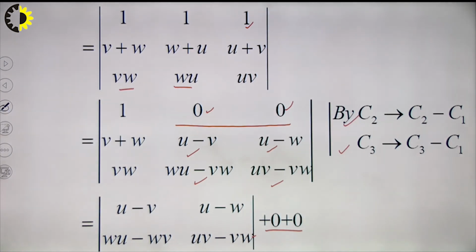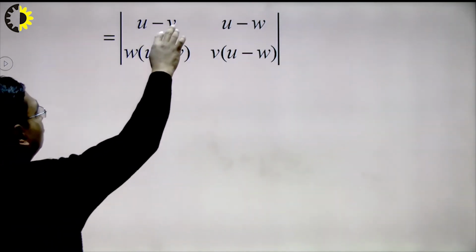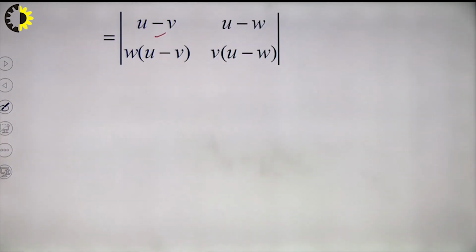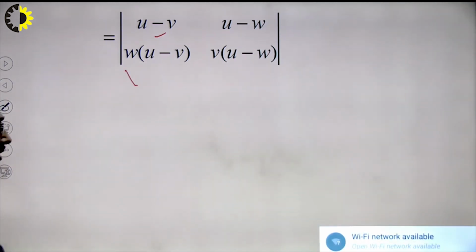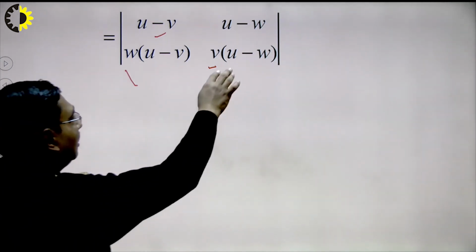Now, this determinant can be further simplified. This u minus v, this term is wu minus wv. w can be taken common from these two elements. I obtain w into u minus v. Similarly, v was taken common from the next two elements. I obtain u minus w.